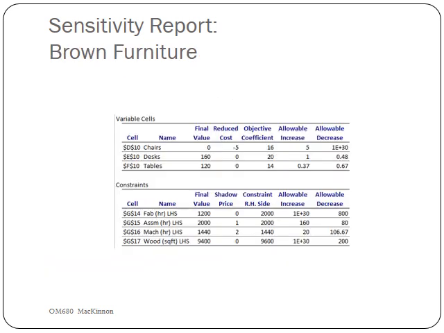So, brown furniture. Let's take a look at brown furniture. The variable cells are up there. This is the whole sensitivity report. We have our final values of 0, 160, and 120. We have our reduced costs, and our objective coefficients, our allowable increase, and our allowable decrease. So in other words, profit has got to go up by $5 before chairs becomes viable, before it begins to be noticed by Solver.